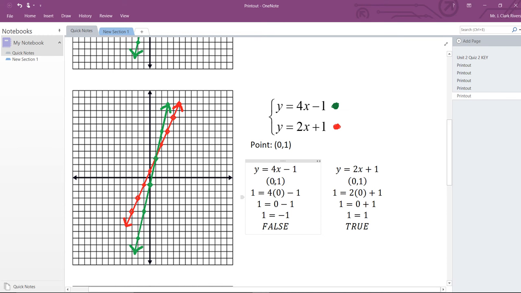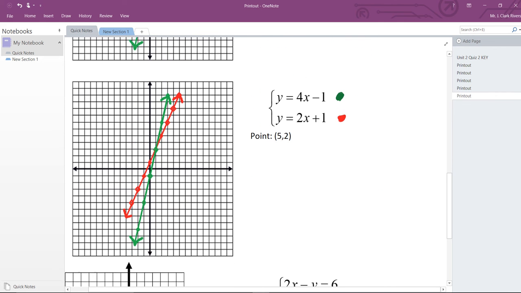So when we plug in (0, 1) for x and y, we end up with 1 equals negative 1, which is false. Meaning, when you get an equation that is false when you plug in the x and the y values, that means that point is not on the line. As we look at the red equation, 2x plus 1, we plug in (0, 1), and we end up with 1 equals 1, which is true, as you would expect, because (0, 1) is on the red line.